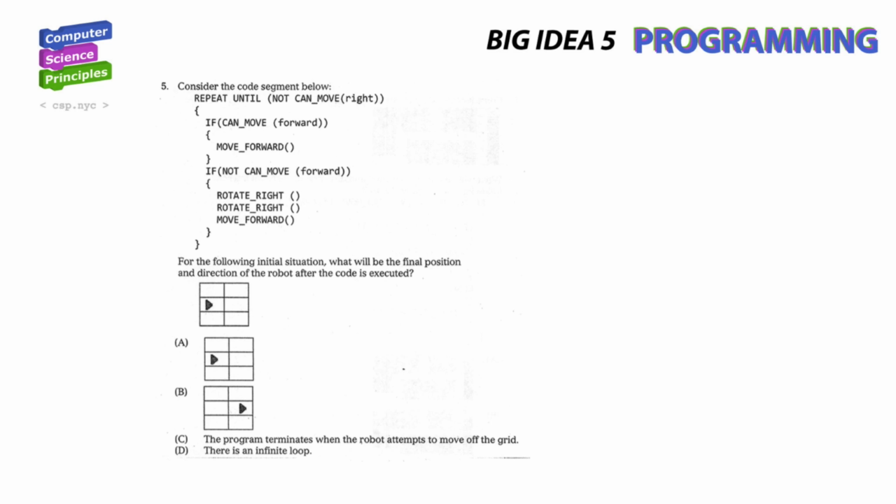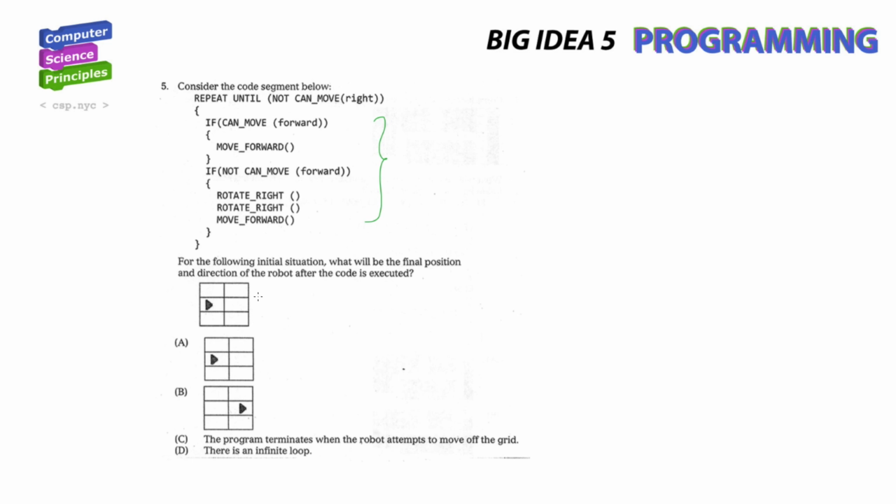Okay, number 5. So number 5, here's where we're starting. There's code segment, and we're told for the following initial situation, what will be the final position and the final direction of the robot after the code is executed. So repeat until cannot move right. So at the moment, can move right, so it's going to do the stuff inside.